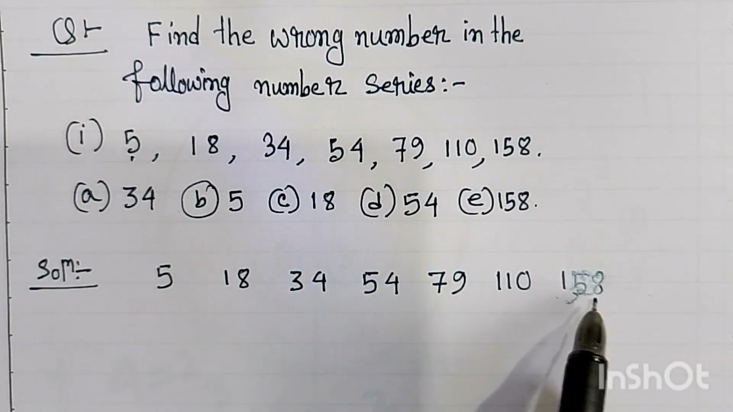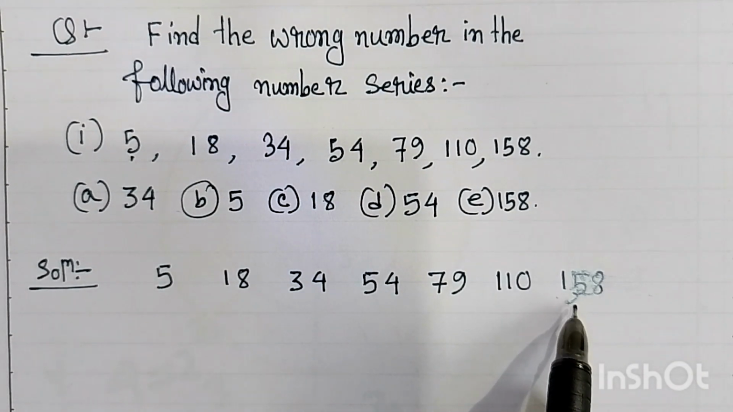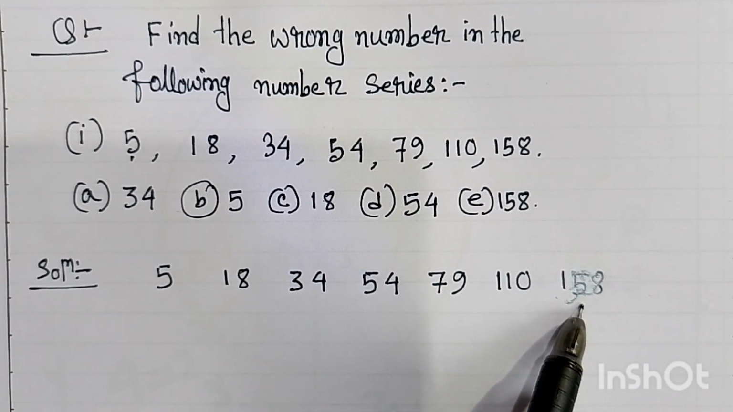This is the number series. Now we have to find what is the wrong number. Generally we are finding the missing number, but today we are finding the wrong number.